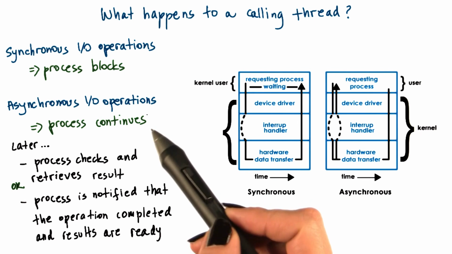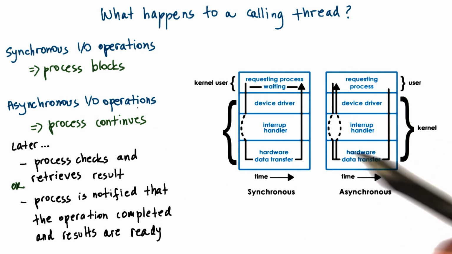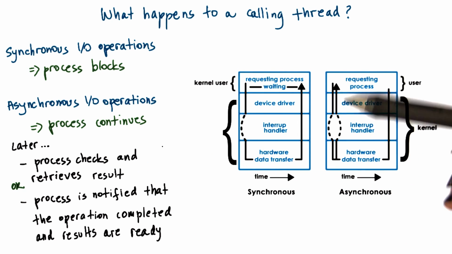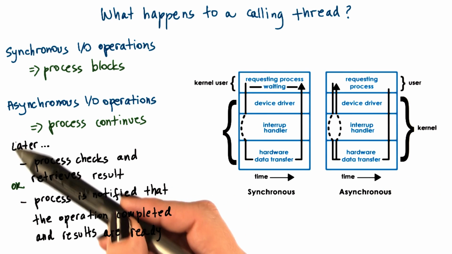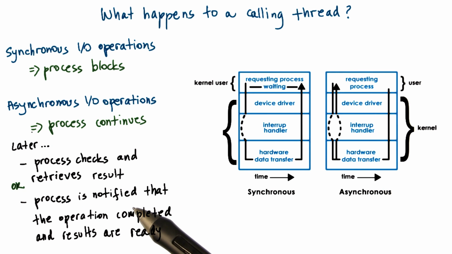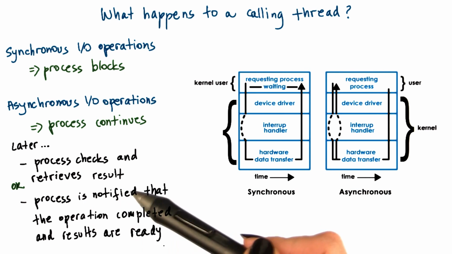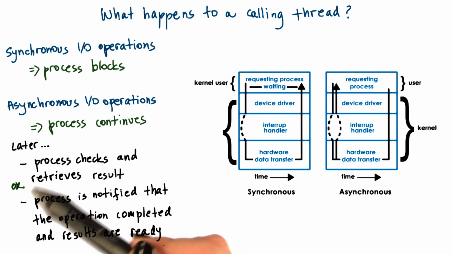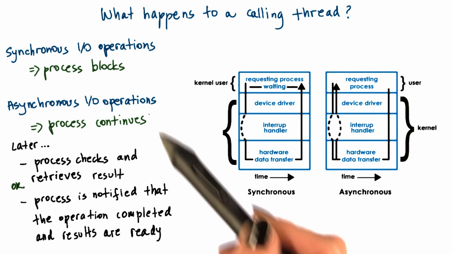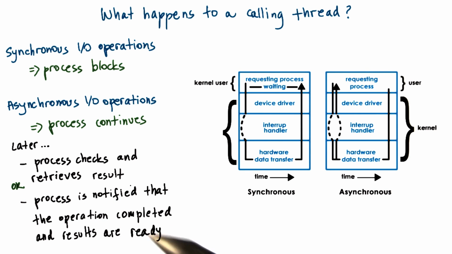With asynchronous operations, the user process is allowed to continue as soon as it issues the I/O call. At some later time, the user process can come in and check, are the results ready for this operation? And at that point, it will retrieve the results. Or perhaps at a later point, the process itself will be notified by the device or by the operating system that the operation has completed and that any results are ready and available at a particular location.